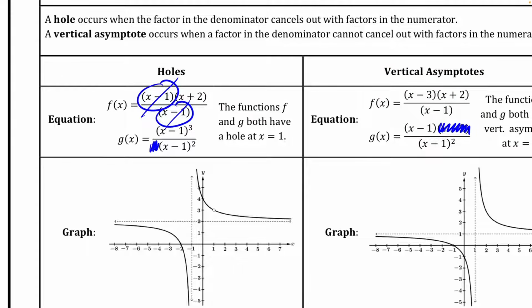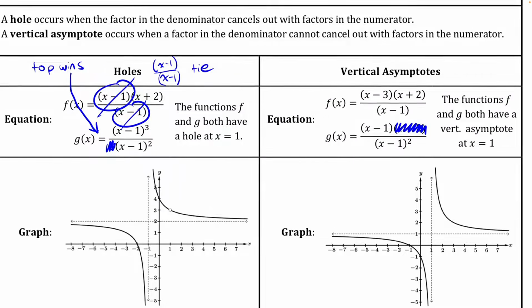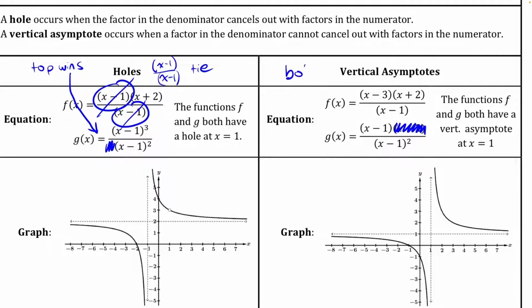And I'm going to write that down because I think it's going to be helpful. Whenever you have a tie like x minus 1 over x minus 1, that I consider to be a tie. That will be a hole. Or if the top wins, and I'm just going to point down here, if the top wins, then you get a hole. Vertical asymptotes only happen when the bottom wins. When the bottom wins, like here and here, then it will be a vertical asymptote. So far, so good?